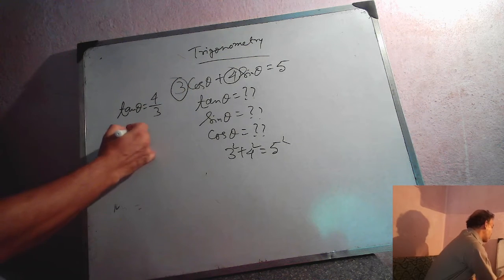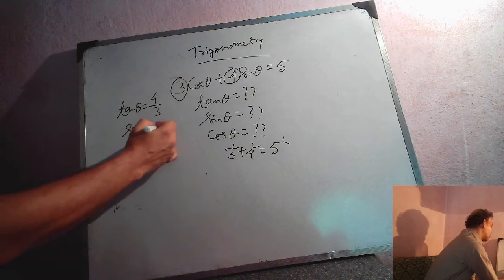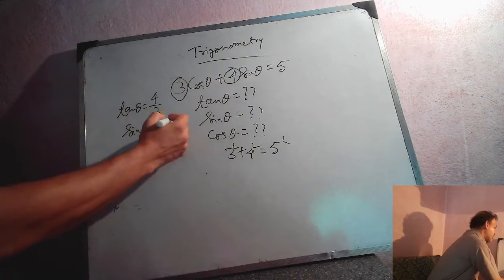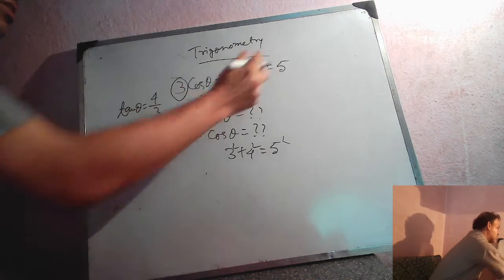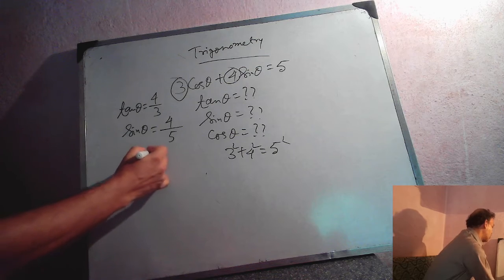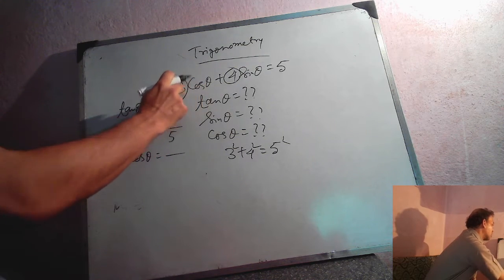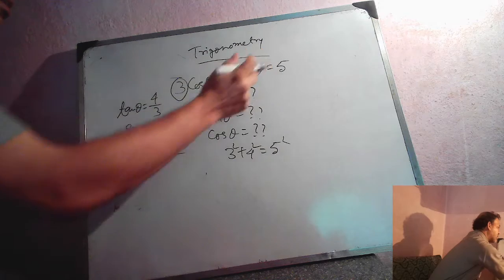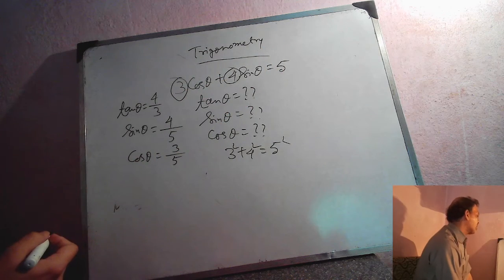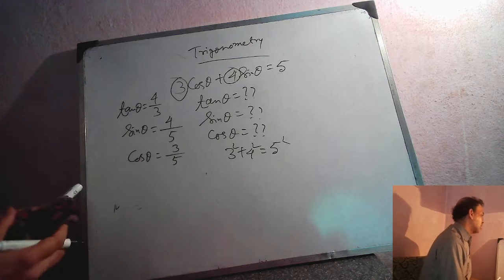Now what will be the value of sin theta? The coefficient of sin is 4, over the right hand side 5, so sin theta will be 4 by 5. Cos theta: the coefficient of cos is 3, over the term remaining on the right hand side, 5, so our answer will be 3 by 5. And let us try another one.